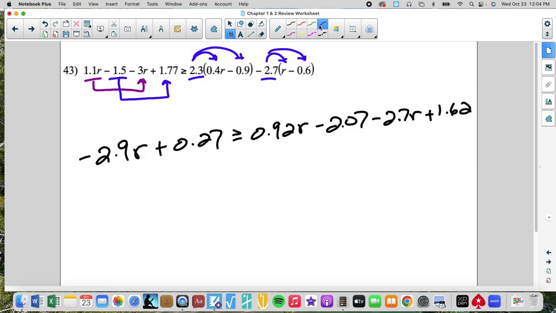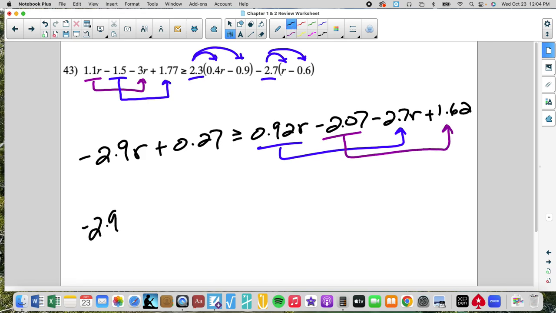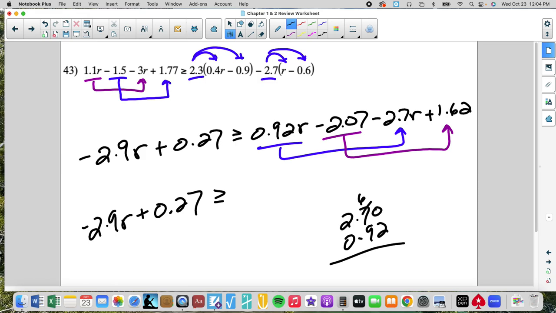Let's combine like terms on the same side. So the left side's going to stay -2.9r plus 0.27 is greater than or equal to. My r's, 2.7, 0.92. Let's add a 0. I got to borrow to make 8. I got to borrow to make 7. 1.78.